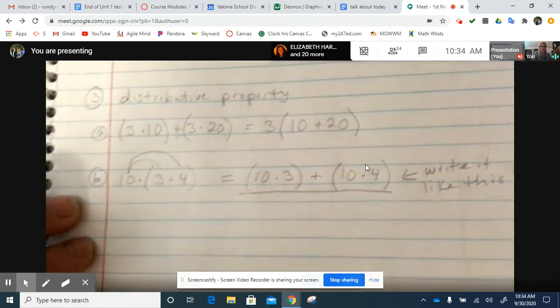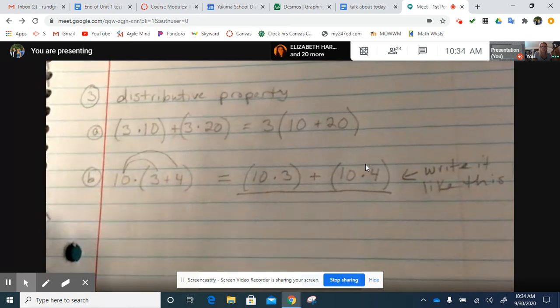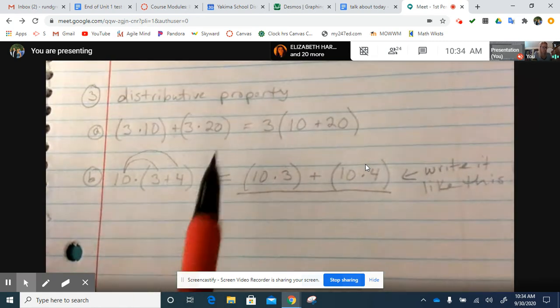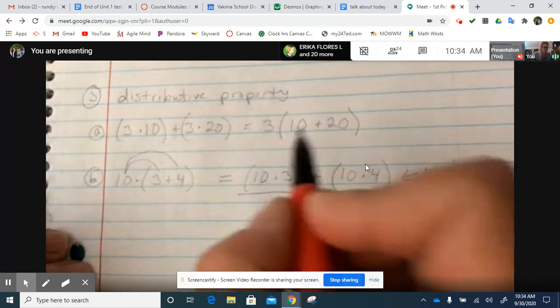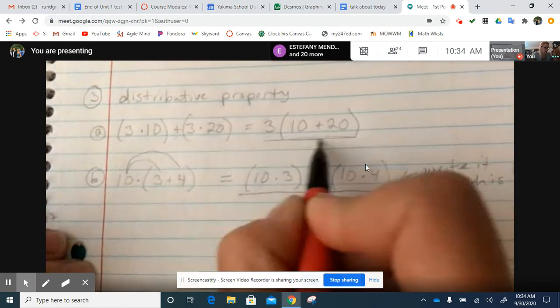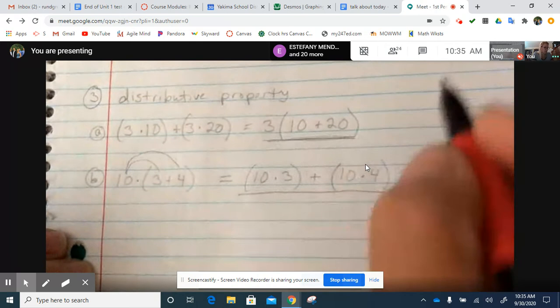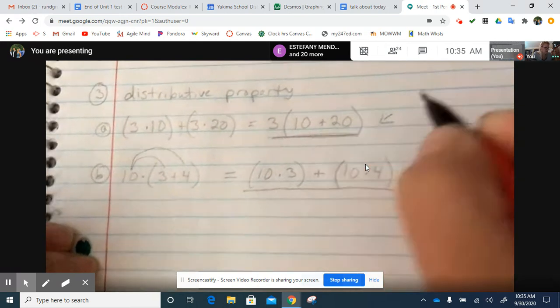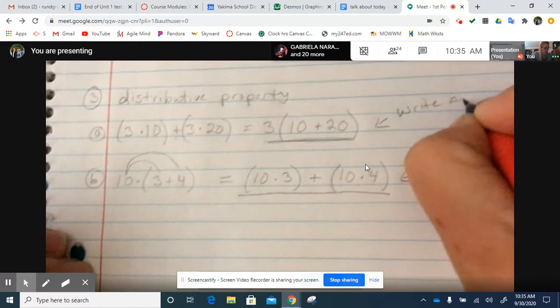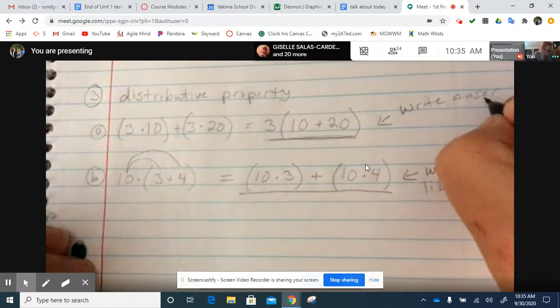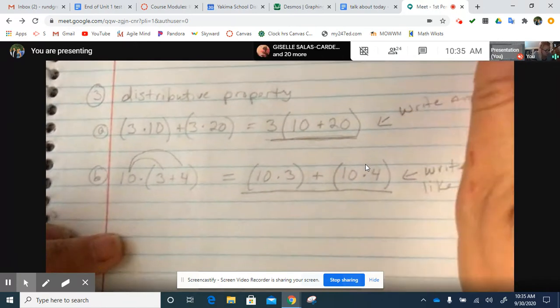So remember, you're not solving this. You're just writing the distributive property in an equivalent form. So go ahead and underline this and make yourself a little note to write answer. Did not spell that right.